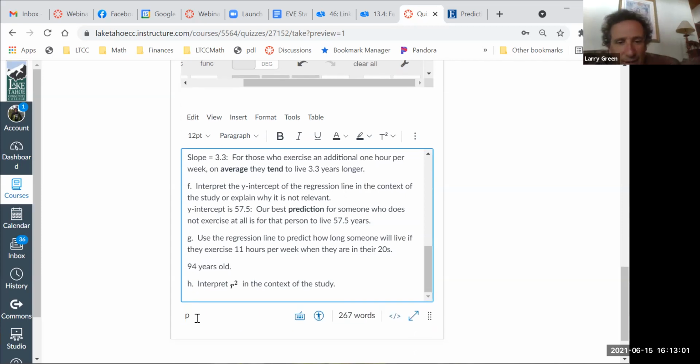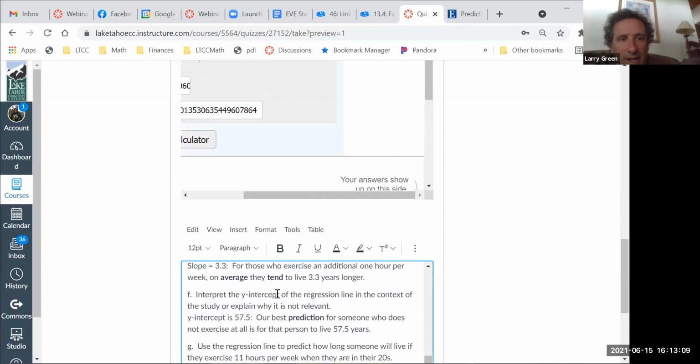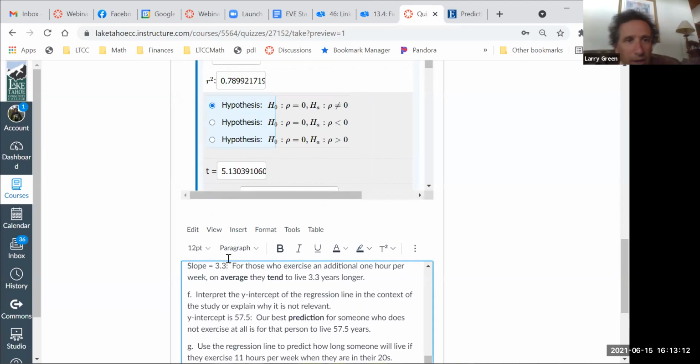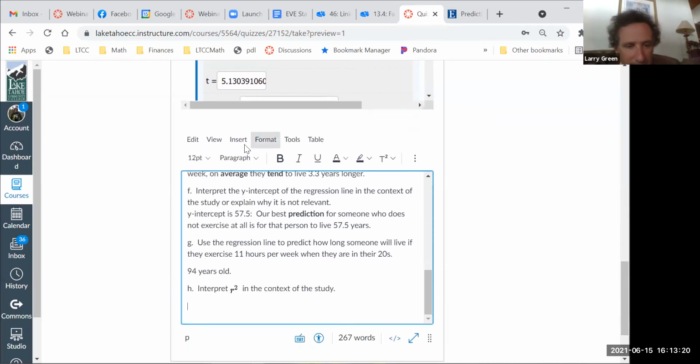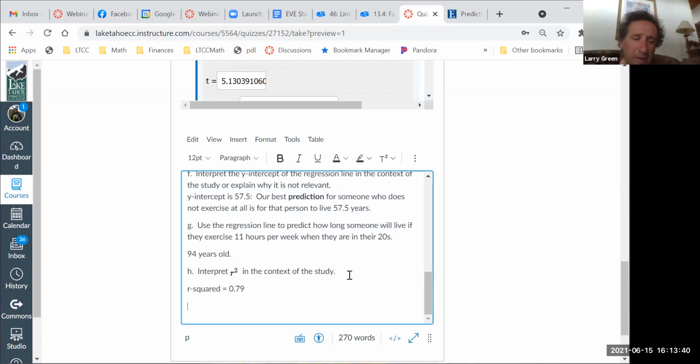Okay, then finally, part H. Interpret R squared in the context of the study. So first thing, let's go back up to the calculator. R squared was, I like to use 2 decimal places, especially in this case, because it rounds so nicely, 0.79. So let's write that down. So R squared is 0.79. And now let's interpret it. So how do you interpret 0.79?